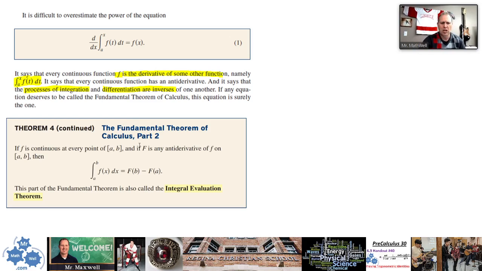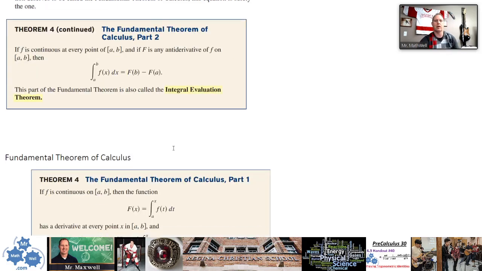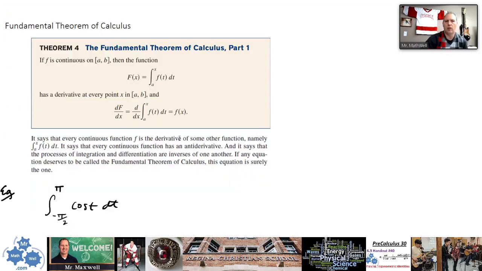This is the one we focused on in Calc 30. A definite integral where we have limits of integration. In order to evaluate this, we took the antiderivative of f of x. Remember, antiderivative and integral go together. We evaluated that antiderivative at b, and then subtracted the evaluation of the antiderivative at a. So this is what we focused on in Calc 30. But now we're going to explore part 1 further.